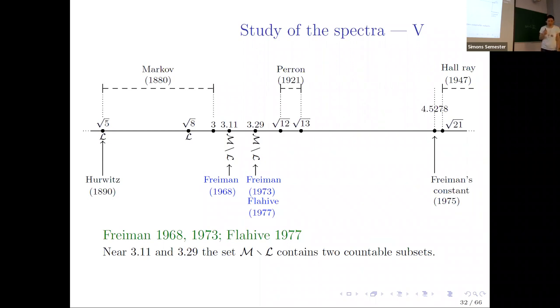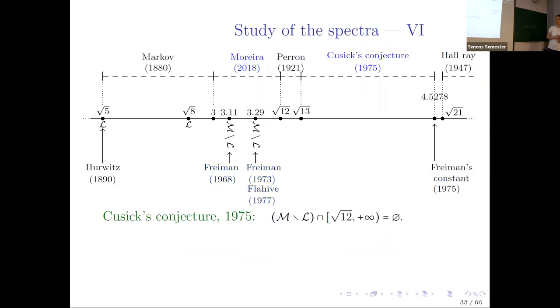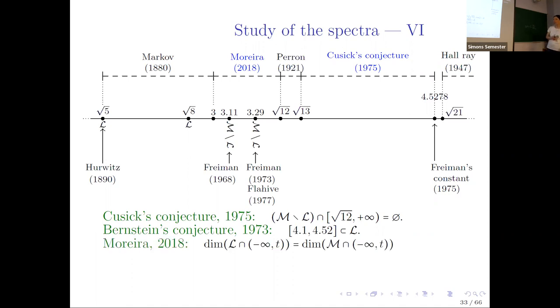Then there were more results about this remarkable set of numbers. It was found that the sets do not coincide: they agree a lot, but the difference is not empty. Moreover, the difference contains a countable subset. Somebody conjectured that the difference might be empty between the square root of 12 and plus infinity. Somebody also proved that two rational numbers belong to the Lagrange spectrum, which had been conjectured.